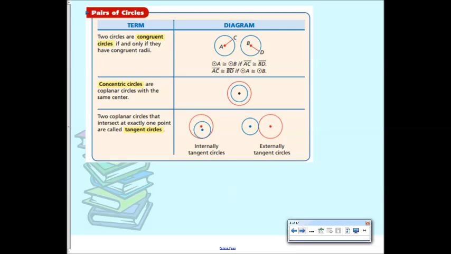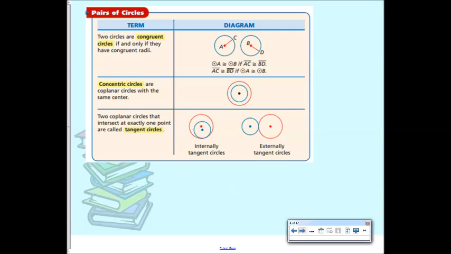Circles are congruent if and only if they have congruent radii. So if AC and BD are equal, then these circles must also be congruent. Okay, so if a circle has the same radius as another circle, then those circles are congruent.